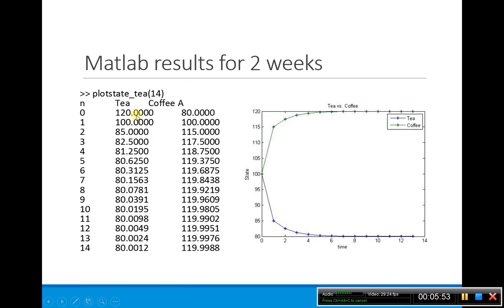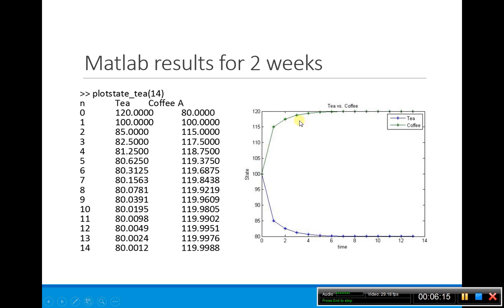Okay, so if we do this with the tea and the coffee, here we have 14 days, so this is our 2 weeks, because we really don't want to do 2 weeks by hand. So notice what is happening here. If you notice, it looks like it's approaching a steady state. If you look at the graph, again, it's approaching a steady state.